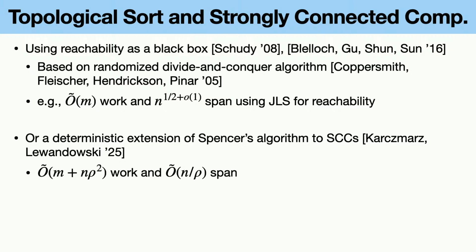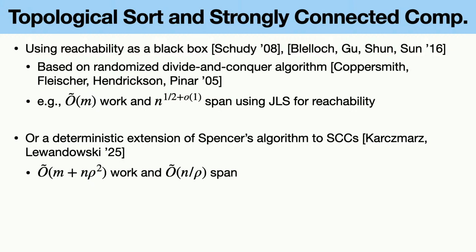Okay, you can also solve topological sort and strongly connected components using reachability as a black box. So there's a couple of solutions that do that. These are all based on the divide and conquer algorithm of Coppersmith, Fleischer, Hendrickson, and Pinar. So you get the work and span that you would get for the best reachability algorithm.